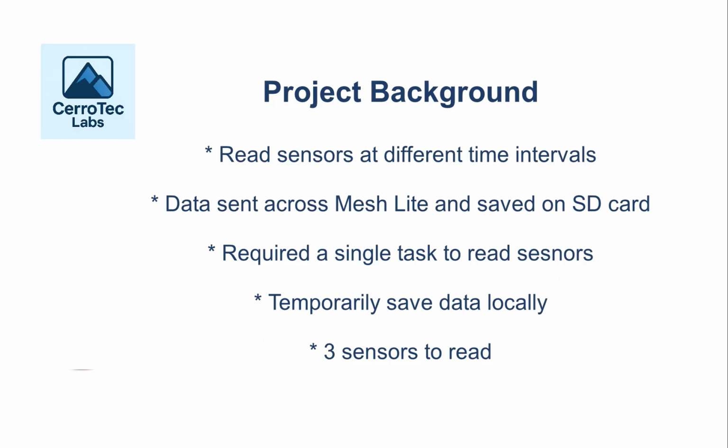In my IoT project, my ESP32 device is required to read several sensors at different time intervals. For example, a temperature and humidity sensor every 5 minutes, a barometric pressure sensor every 15 minutes, and a light intensity sensor every 10 minutes. In my project, the data is sent across my MeshLite network to the root node where it is stored on an SD card. What I needed was a single task that could read the sensors and then store the data temporarily locally. A separate task manages the data transmission to the mesh root node.